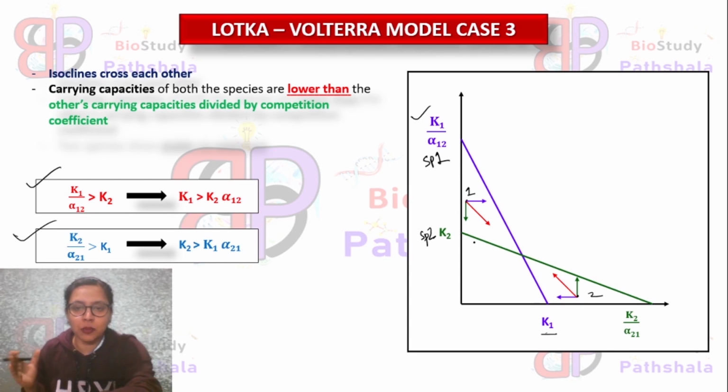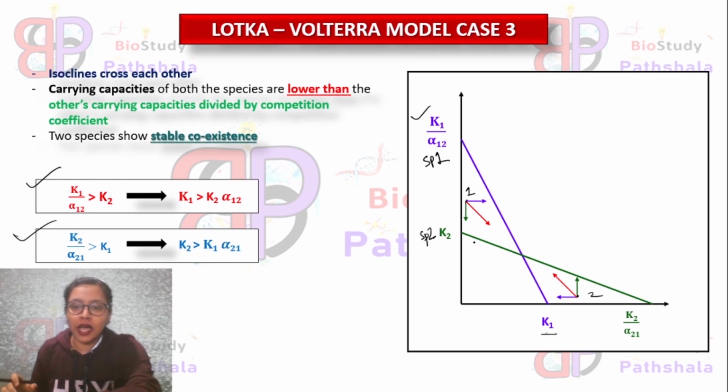That means here the populations of these 2 species will be showing weak interspecific competition and stronger intraspecific competition, and will show stable kind of coexistence. Okay, so this is the conclusion of the case 3 study. Now we will see the last case study.